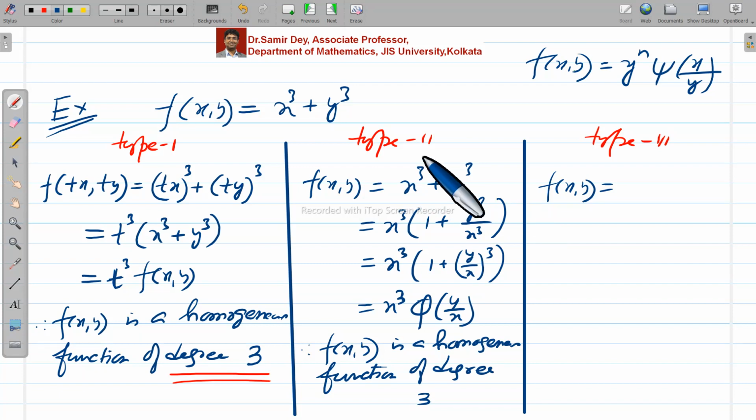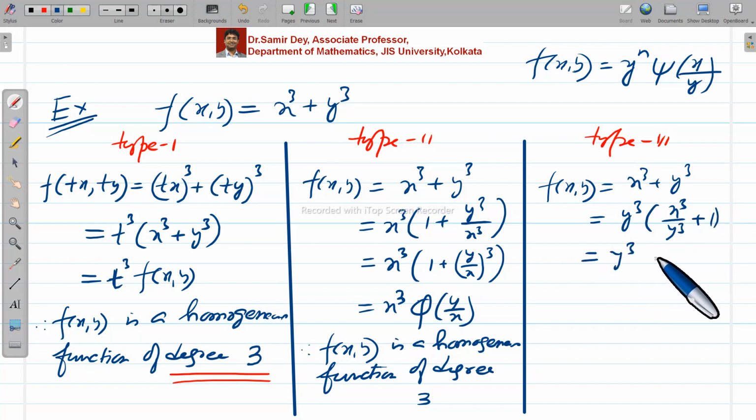Then what you do, if you want to use this formula, you need to take the highest power of x common. Same thing here: if you want to use this form, you need to take the highest power of y term common. Same thing is here, x cube plus y cube. So here one term is y cube, so you need to take common y cube. So y cube is here, x cube by y cube plus 1.